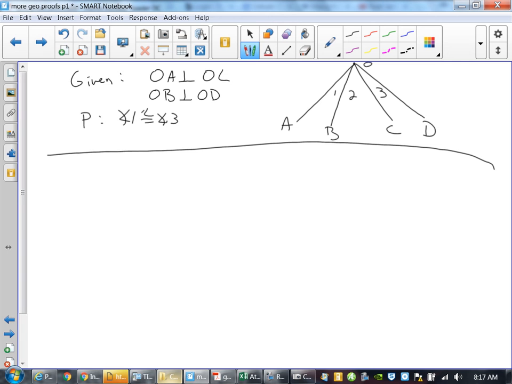Definition of perpendicular. Then we would say that right angle is equal or congruent to right angle. And our reason was all right angles are congruent. Now, that's probably what you have on your progression sheet. I also think that you might have something on there about right angles. You have one of two things.